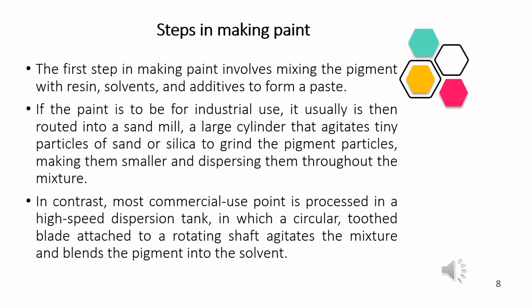How are paints made commercially? In contrast, most commercial use paint is processed in a high-speed dispersion tank in which a circular tooth plate attached to the rotating shaft agitates the mixture and blends the pigments into the solvent.